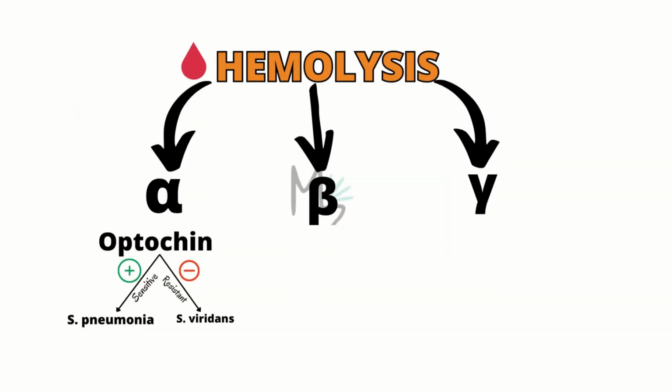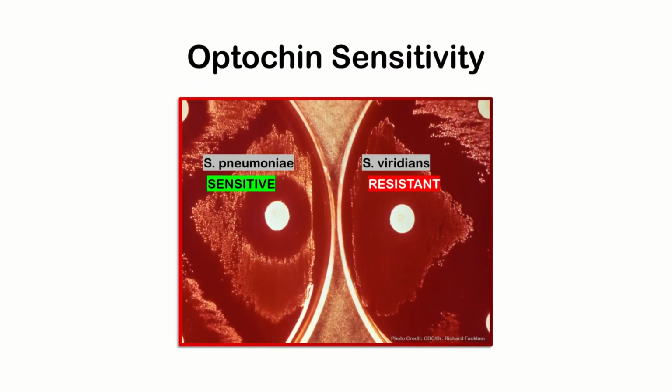Alpha hemolytic bacteria are further classified based on optochin sensitivity. Streptococcus pneumoniae is optochin sensitive. As we've talked about, strep pneumonia is optochin sensitive and strep viridans is optochin resistant. So what does that sensitivity and resistance actually refer to?